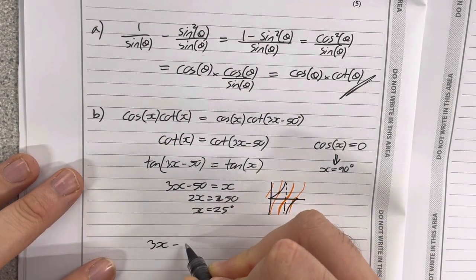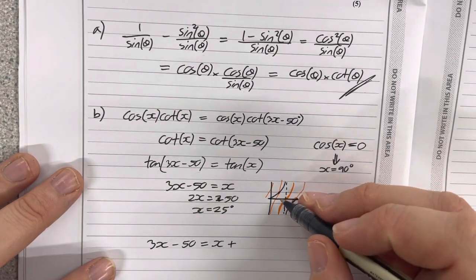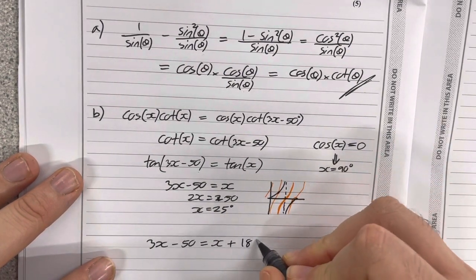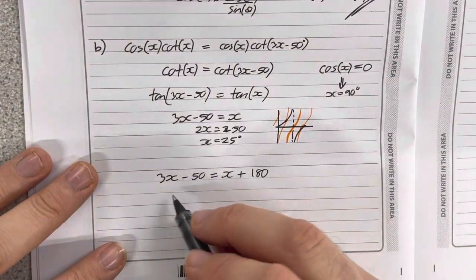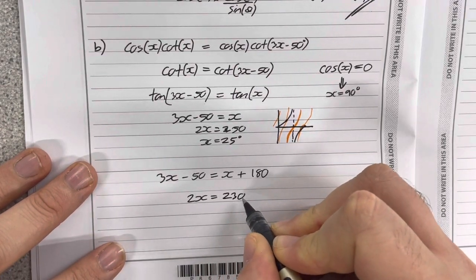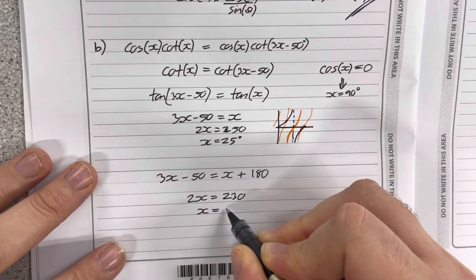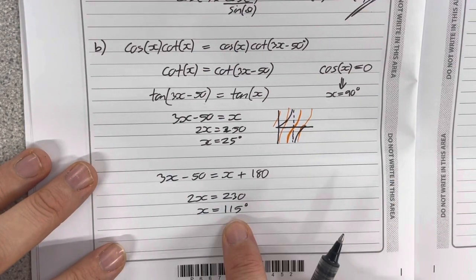So 3x minus 50 equals x plus, well, it's not pi, is it? It's plus 180. So tan repeats every 180 degrees. So we're going to get a plus 180. Subtract the x, add the 50, so we're going to get 2x equals 230, and then divide by 2, so x equals 115 degrees. Okay, that's in range, that's fine.